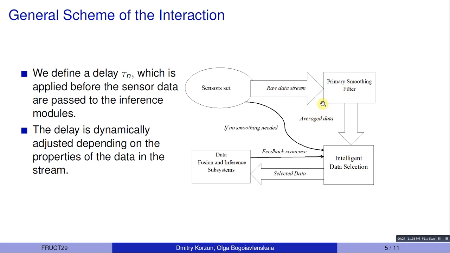In some cases, no smoothing is needed, so we can avoid a primary filtering technique. And the main parameter of the algorithm is a delay, tau n, which is applied before the sensor data are passed to the inference model. The delay is dynamically adjusted, so it depends on the property of the data, and we use the AIMD algorithm to make these adjustments.